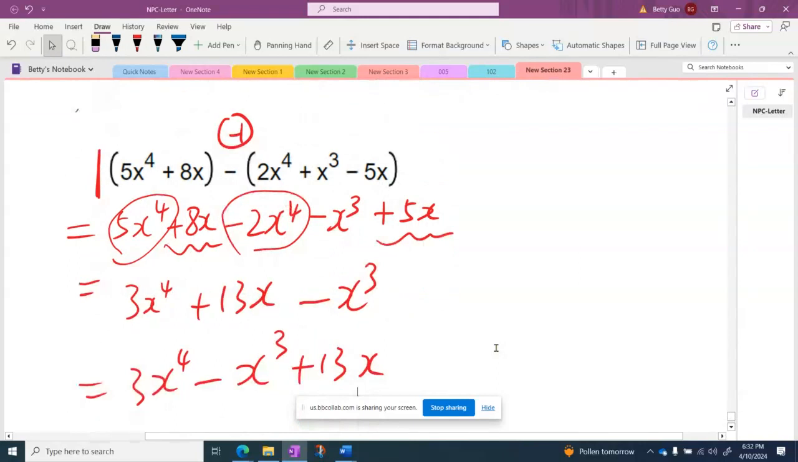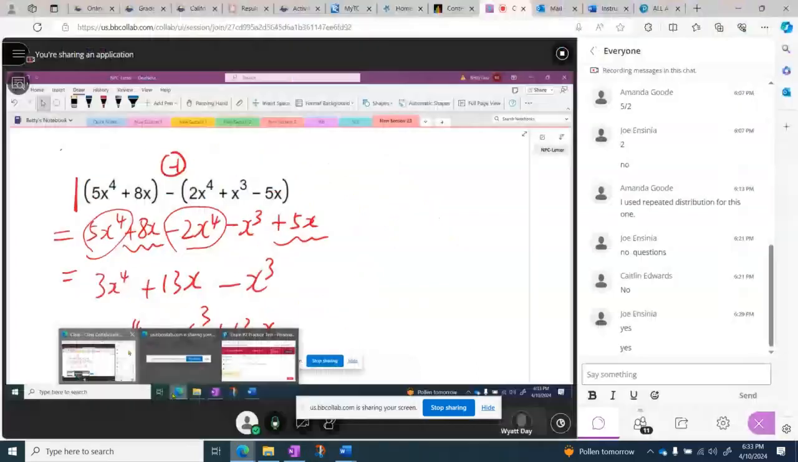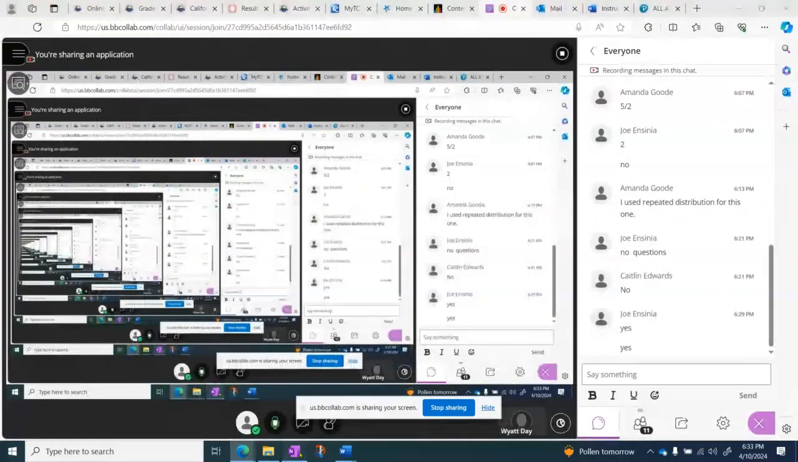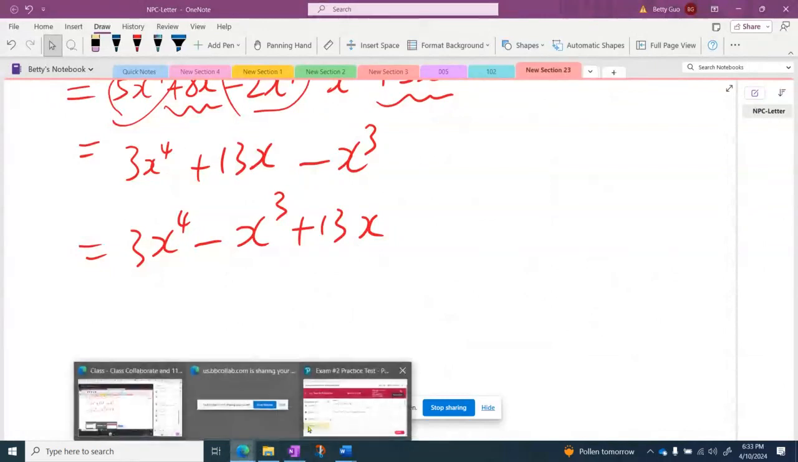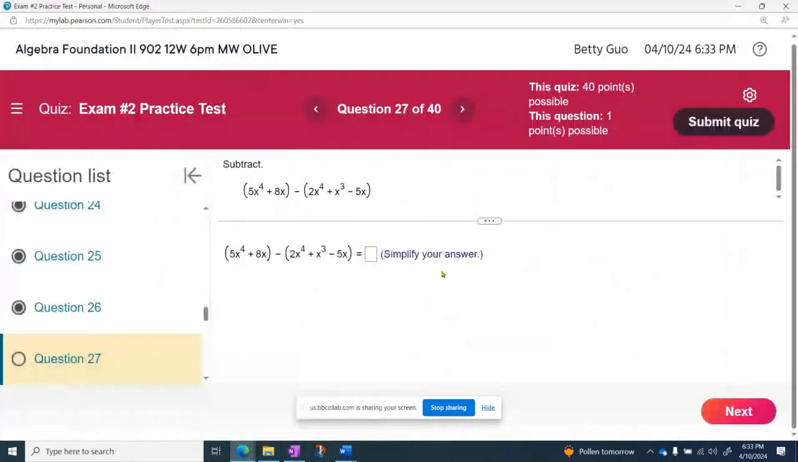All right, do you have the same thing? Do you have any question about how we remove the two parentheses? And did I combine the like terms correctly? Okay, it's correct. All right, perfect. I need to remember the 3x^4. Well, we can't just skip it and go to the next question.